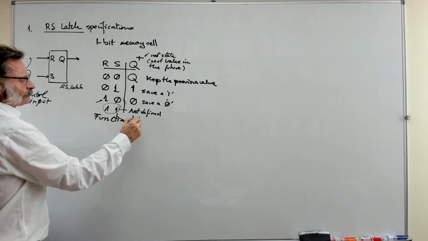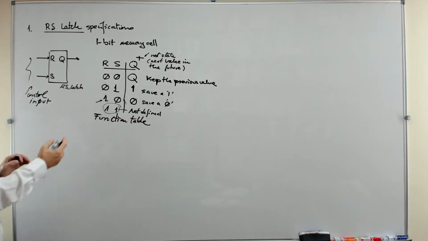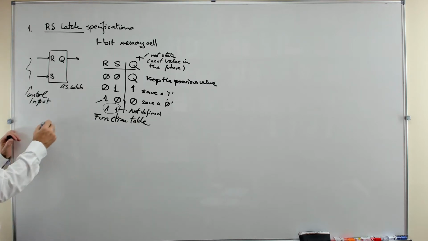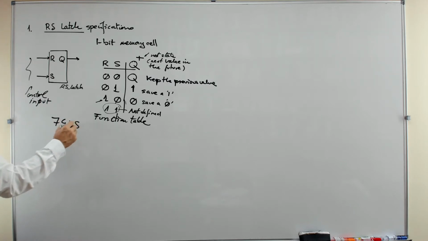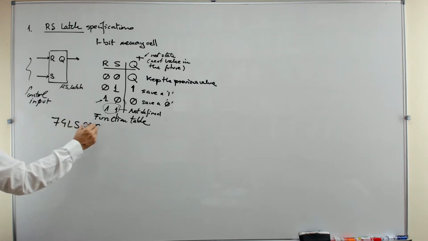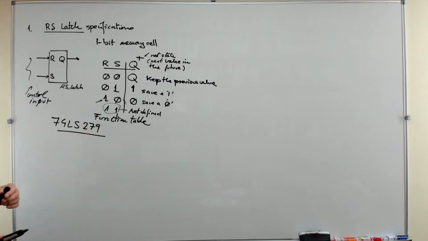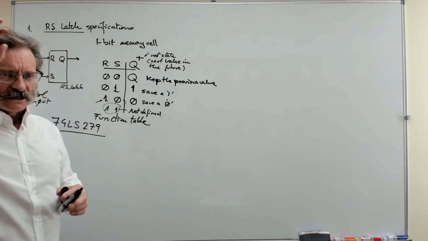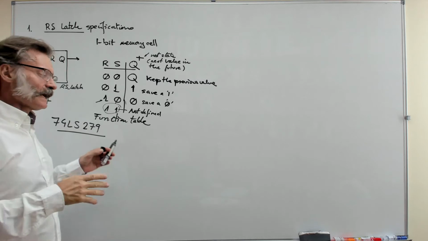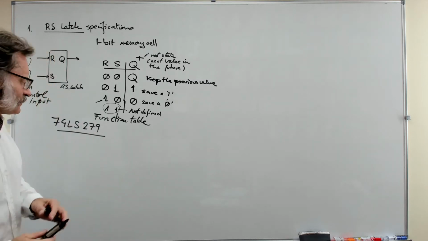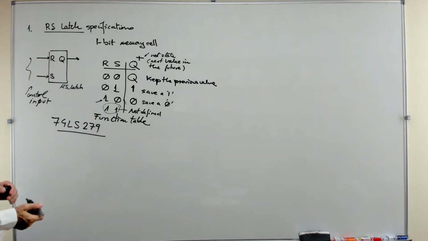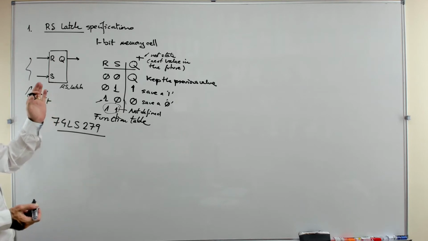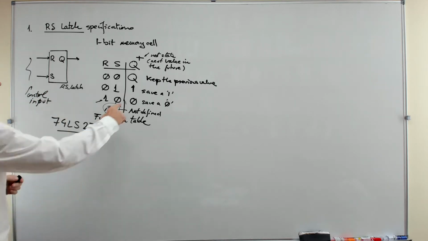One device like this that you can just go and browse in the datasheet is the 74LS279. Perhaps they are active low, but it doesn't matter. You have four latches like these in the same classic chip. So, well, what goes next?